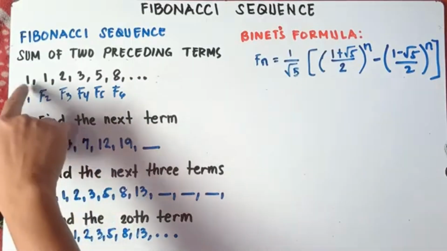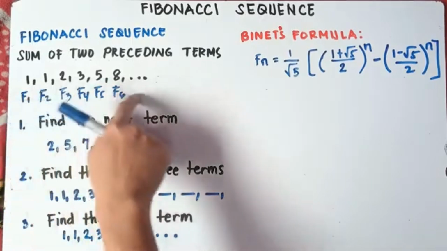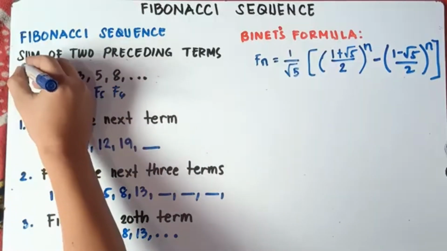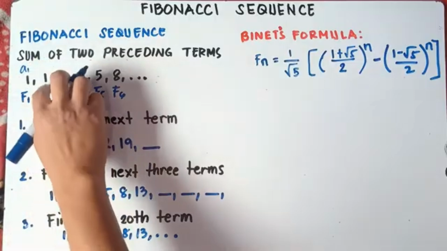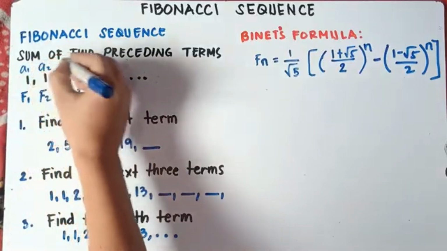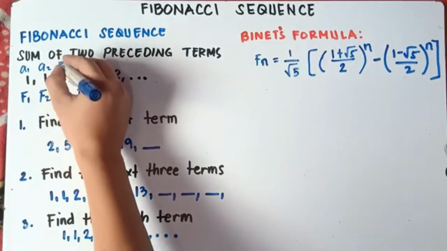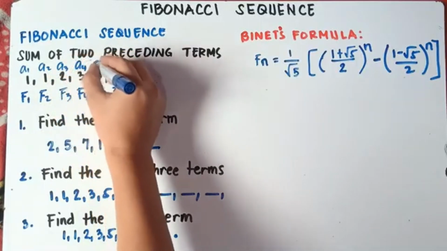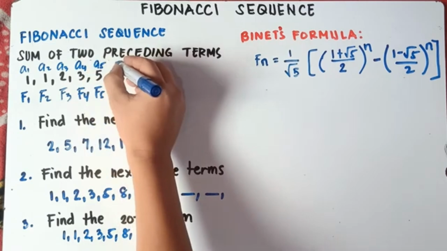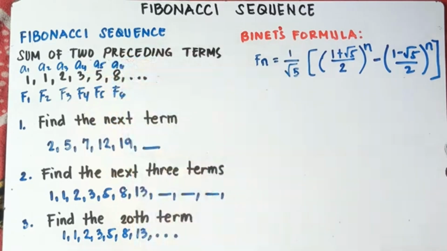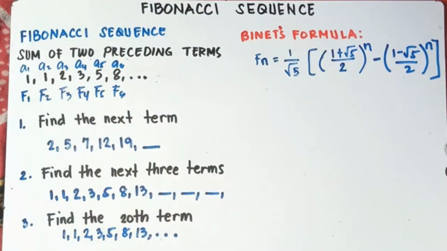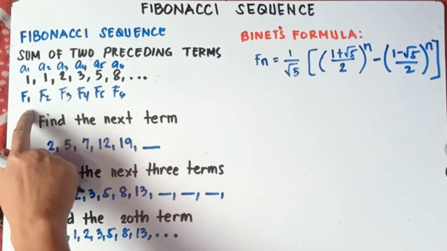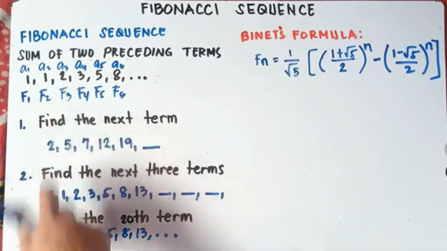Now, class, in terms of the number of terms, this one will be our first term. You can write that as a sub 1. The second one will be our second term. The 2 will be our third term. 3 will be our fourth term. 5 will be our fifth term, and 8 will be our sixth term. So that's how you write the terms, class, and that's how you write f sub 1, f sub 2, f sub 3.